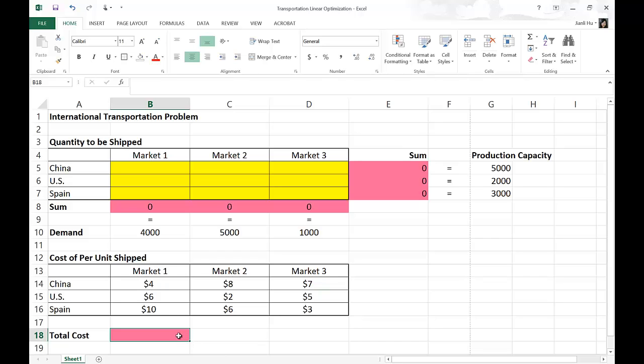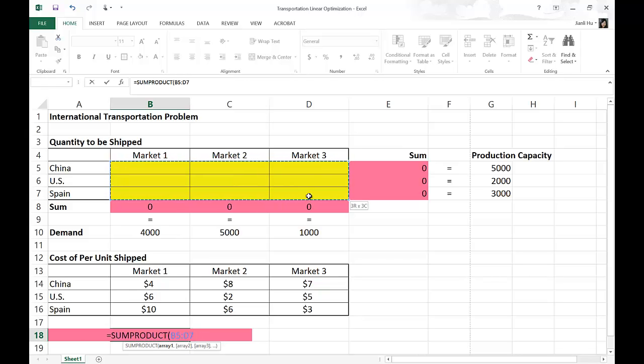Well, the total cost here is going to be equal to the $4 from China to market 1 times how many we're going to ship from China to market 1, plus the $8, that's the cost from China to market 2, times how many we're going to ship from China to market 2, and so on. So we have to keep multiplying, keep adding. But as we said in class, the quickest way to do that is we actually can use the SUMPRODUCT formula. How are we going to do that?